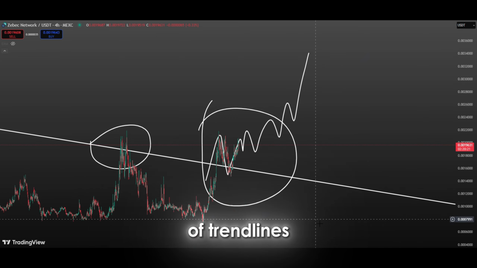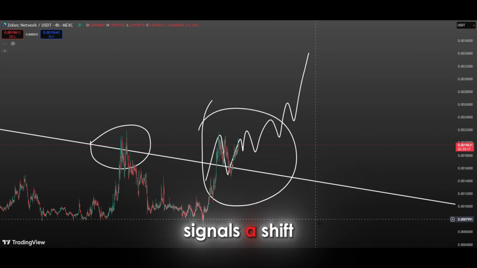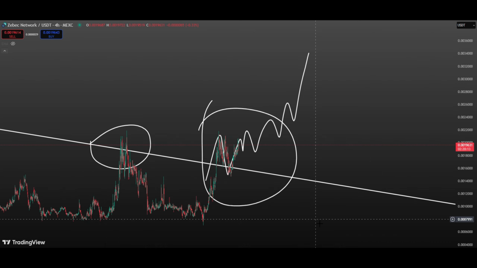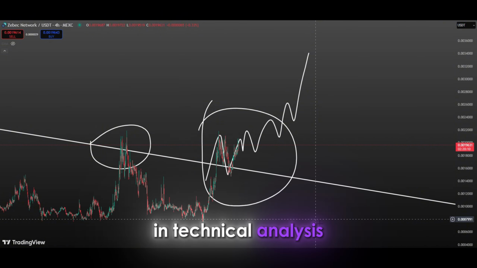Given the importance of trend lines in technical analysis, the break of this descending structure, followed by subsequent price action, signals a shift in overall market sentiment. Recently, the price has decisively broken above this major descending trend. Such breakouts are typically considered signs of a trend reversal in technical analysis.